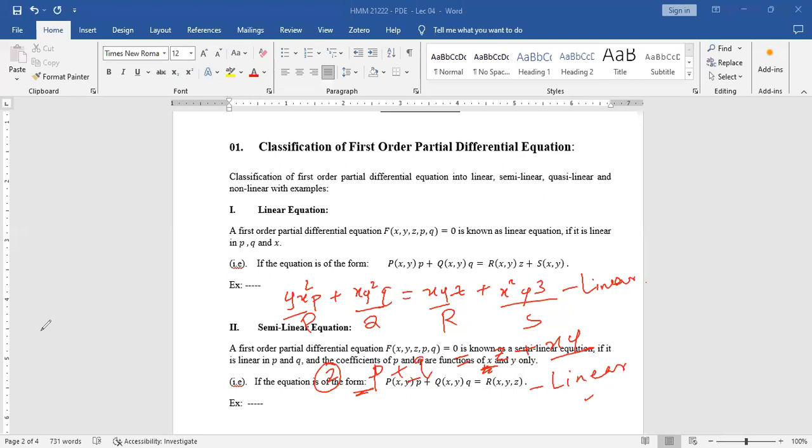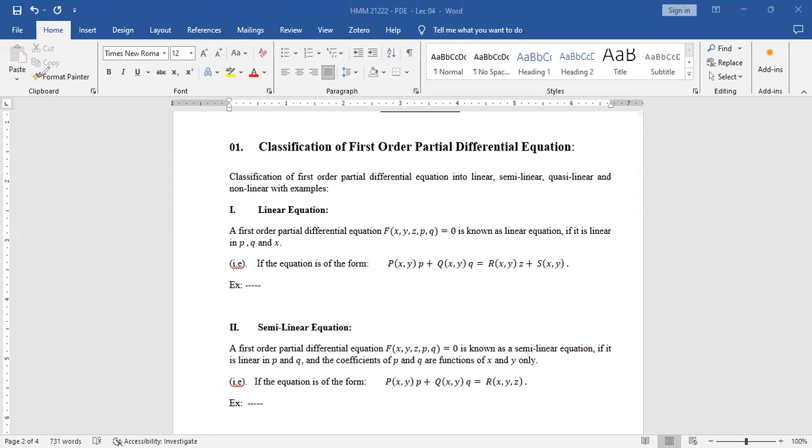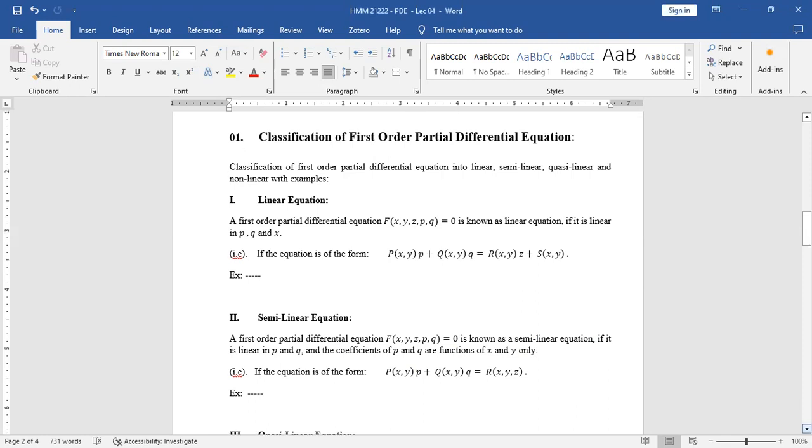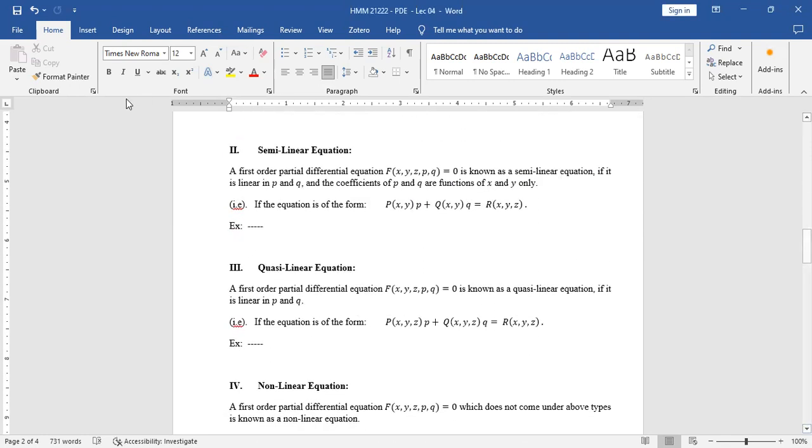Okay, let's move on to semi-linear. Semi-linear equation: a first order partial differential equation that is a function of x, y, z, p, q equal to 0 is known as a semi-linear equation if it is linear in p and q, and the coefficients of p and q are functions of x and y only. They say this is linear only in the p and q terms.